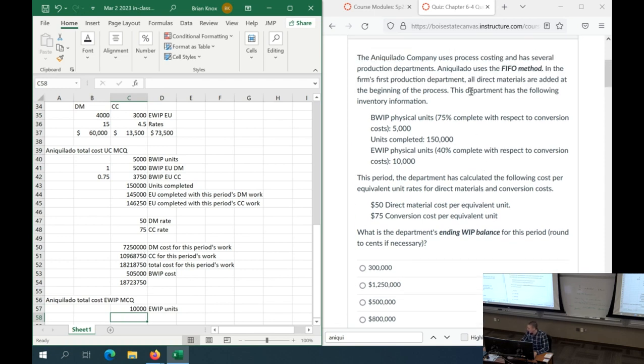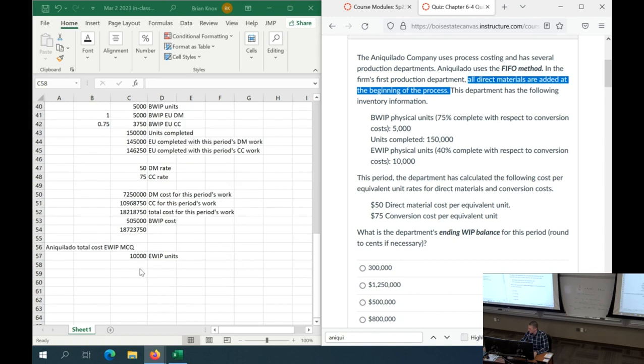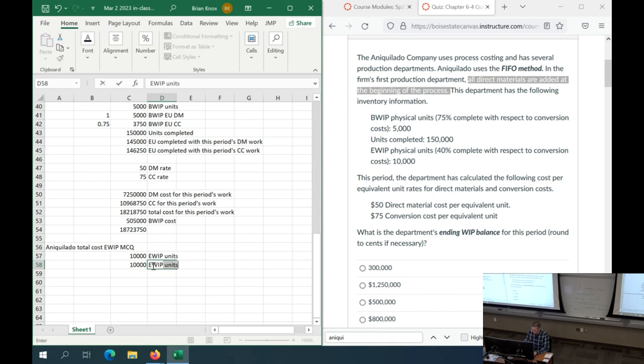And again, they're 100% complete with respect to direct materials. So I'm going to embed it in the cell just to save some time. Ending WIP equivalent units for direct materials. And they are 40% complete, so I'm going to put 0.4 in the cell with respect to conversion costs. Ending WIP equivalent units for conversion costs is 4,000. That's 10,000 units, but 40% complete.